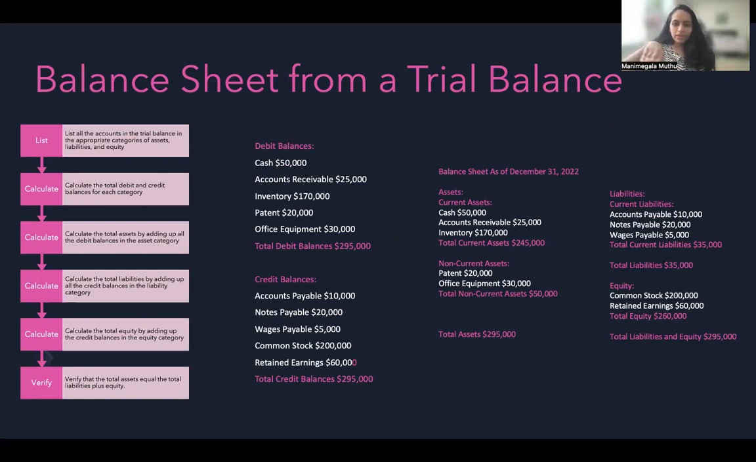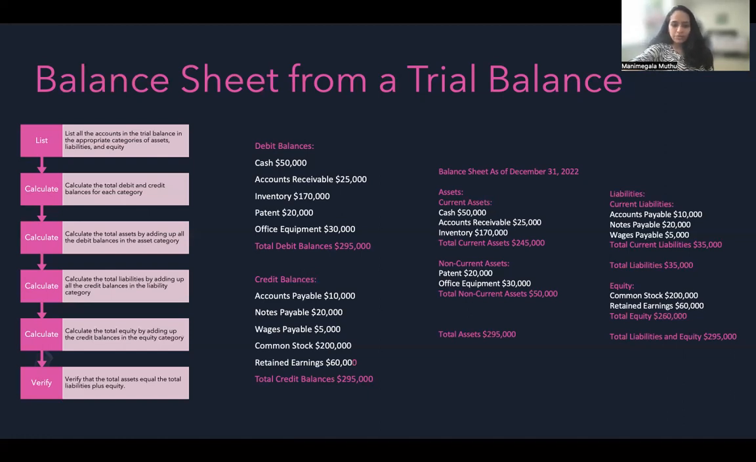That way, we have to categorize and list our assets in the asset section and total it. And we have to make sure this asset will equal our debit section in our trial balance. You can see that it's 295 in the debit section and the asset section is 295 as well.